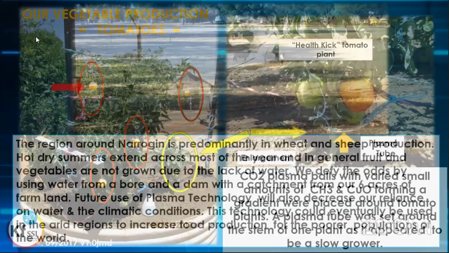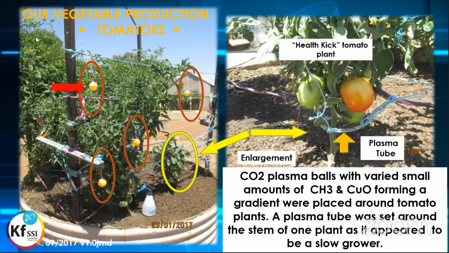The first one was with a tomato plant, and what he had done was fill different ping pong balls with CO2, CH3, and copper, using different amounts in each of the balls so that he could form a gradient, so that there would be a flow between each of the ping pong balls. He'd also placed a plastic vinyl tube filled with liquid plasma water around the stem of one of the plants, which appeared to be growing quite slowly.